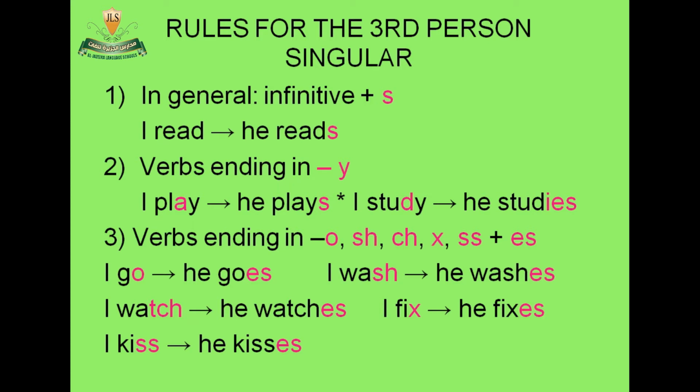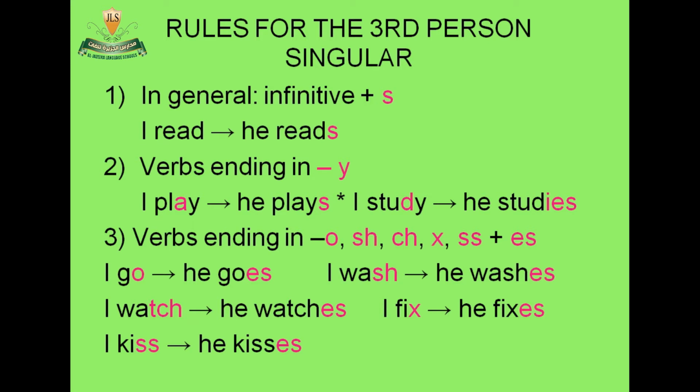Just like the verb study. If you look at the verb study, it ends with Y, and before the Y we have a consonant letter, which is D. So we canceled the Y and we added IES. He studies. But if you look at the verb play, you will find Y, and before the Y a vowel letter, A. So we don't cancel the Y, and we only add S.